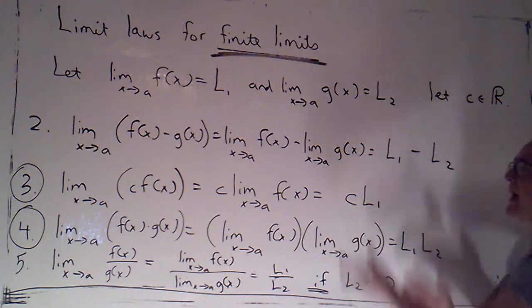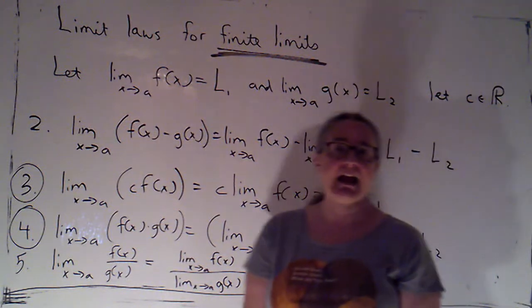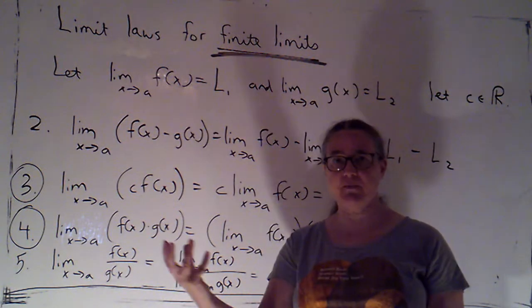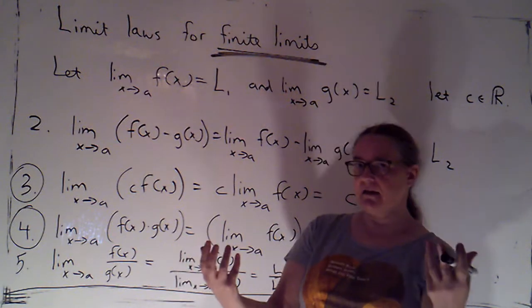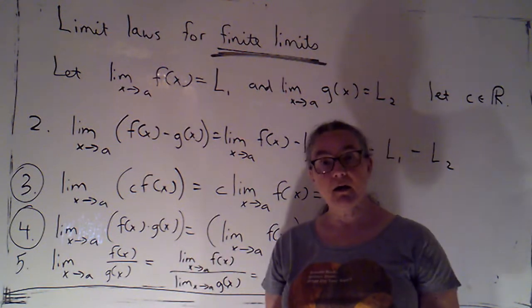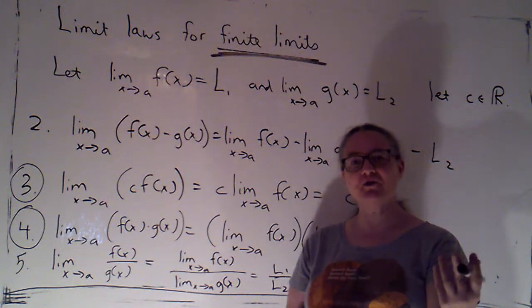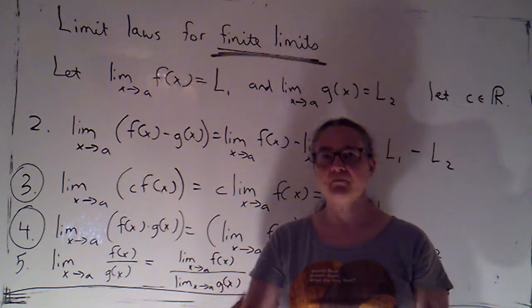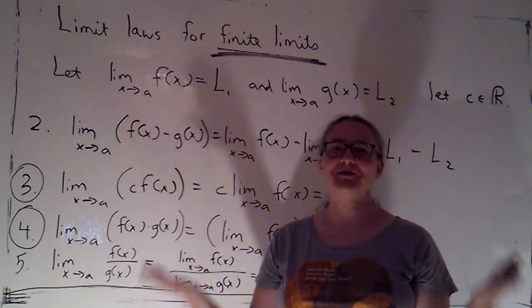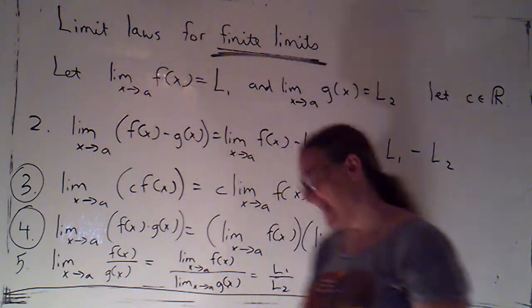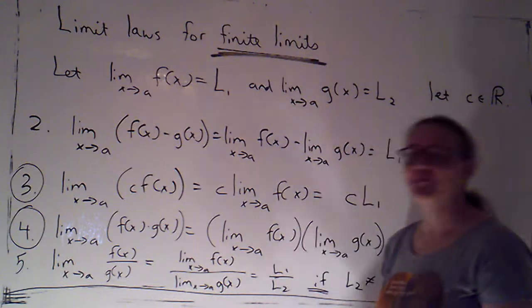So basically, all of these rules say, if you're doing some combination of arithmetic and taking limits, you can do the arithmetic first and then take the limit, or you can take the limit of each piece first and then do the arithmetic. Again, assuming that you get a legitimate arithmetic problem, so that you're just dealing with finite numbers and you're never dividing by 0.